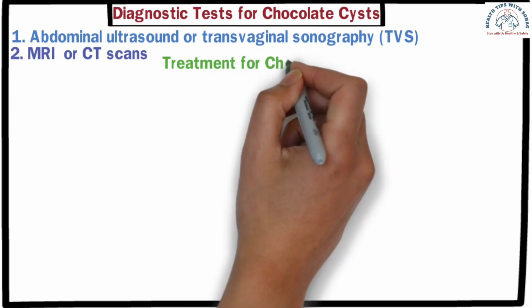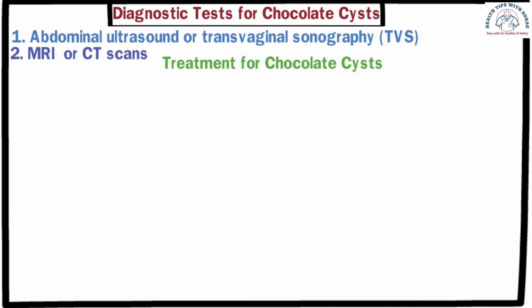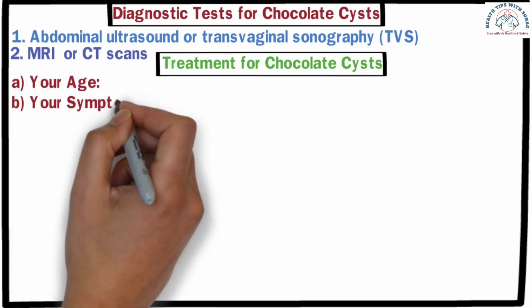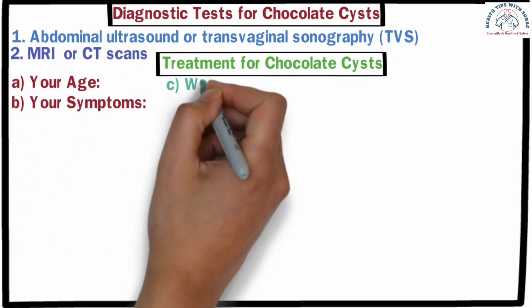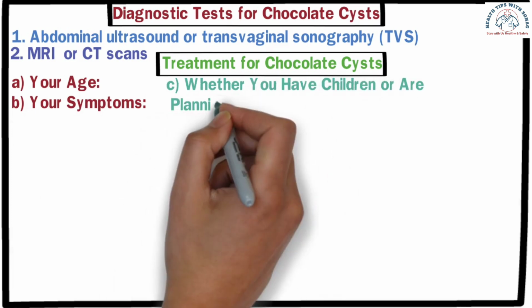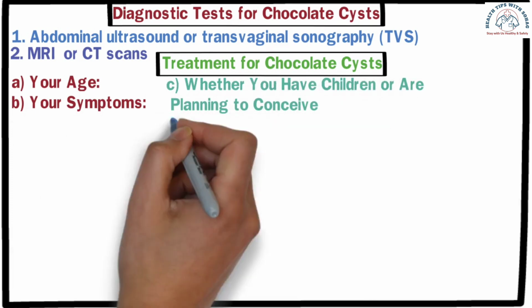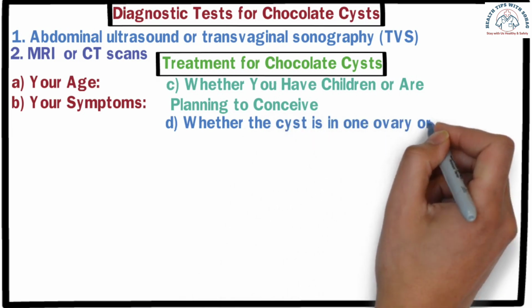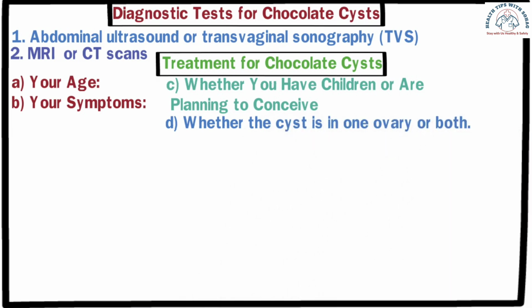Now let's discuss the treatment for chocolate cyst. The treatment for chocolate cyst depends on several factors such as number 1, your age, number 2, your symptoms, number 3, whether you have children or are planning to conceive, number 4, whether the cyst is in one ovary or both.